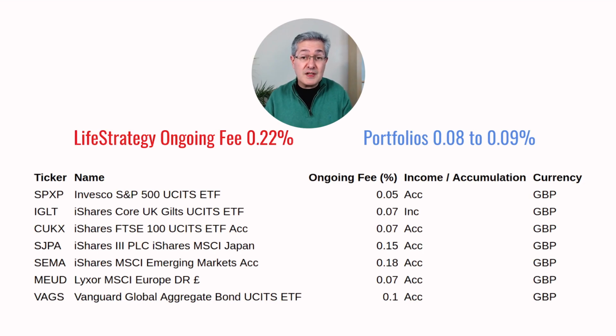An additional benefit of this approach is that the fee is lower than it is for LifeStrategy. The fee for LifeStrategy funds is 0.22%, whereas the fee for these portfolios is considerably less than half of that at 0.08%. What's the catch? Well, you'll occasionally have to rebalance these portfolios yourself, whereas Vanguard LifeStrategy funds do this for you. With the pie feature in Trading 212, rebalancing is very easy, so this doesn't pose much of a problem.